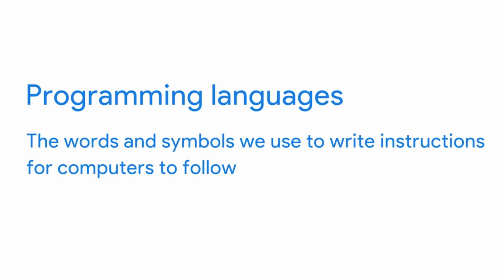It gives you the highest level of control over your data. SQL can communicate with databases, but a general-purpose programming language lets you create your own applications and build your own functions from scratch. To program, you first need to know a programming language. In this video, we'll learn about the basics of programming languages and how they can help you work with your data. Programming languages are the words and symbols we use to write instructions for computers to follow.